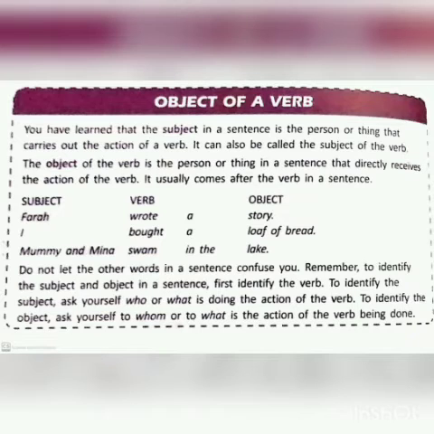Remember, to identify the subject and object in a sentence, first identify the verb. To identify the subject, ask yourself who or what is doing the action of the verb. To identify the object, ask yourself to whom or to what is the action of the verb being done.